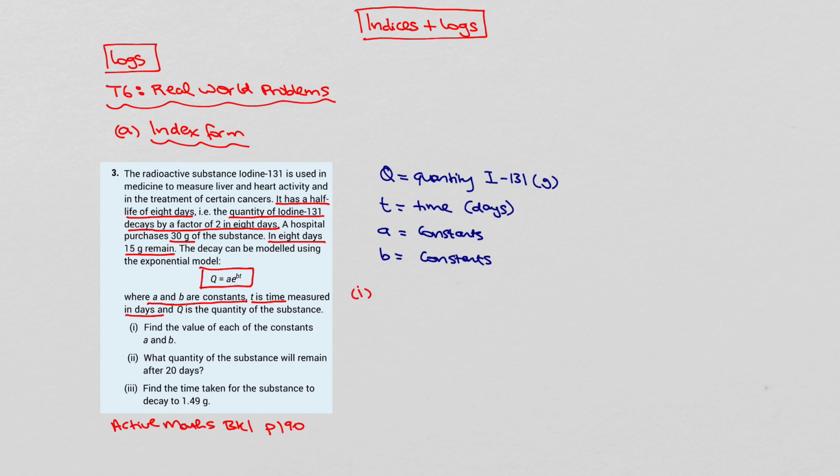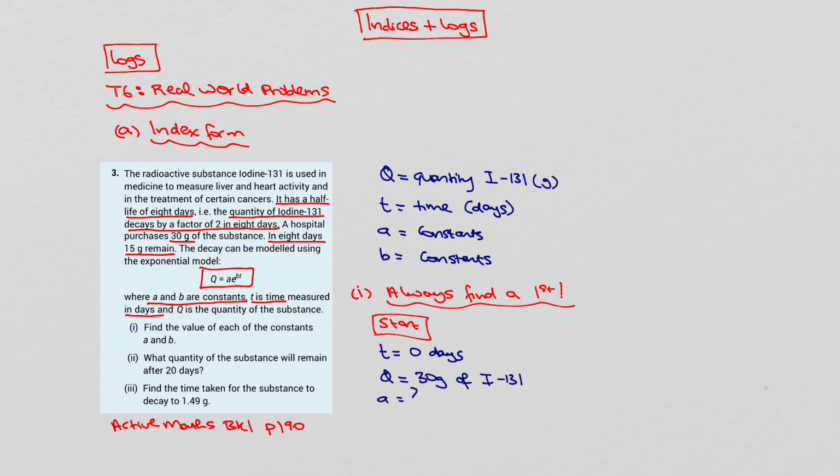So with regards to solving the first part of the question, we have two letters to solve for, A and B. We will always start by finding A first. And to do this, we're going to start at the beginning. What information do we know? Well, at the start, the time is 0. And we know that we've started with a quantity of 30 grams of iodine 131.